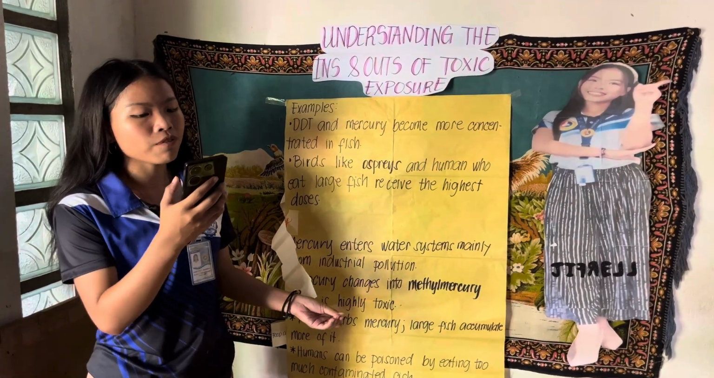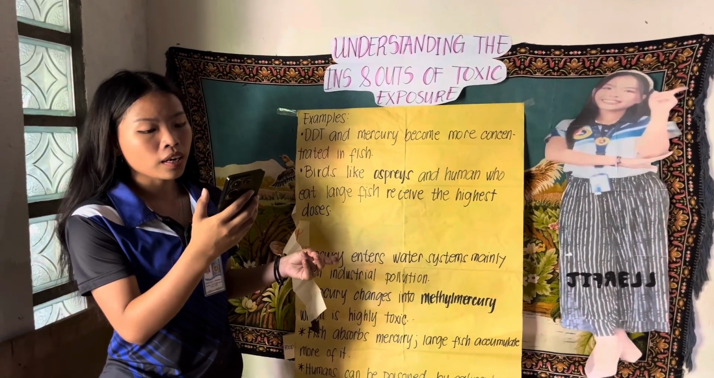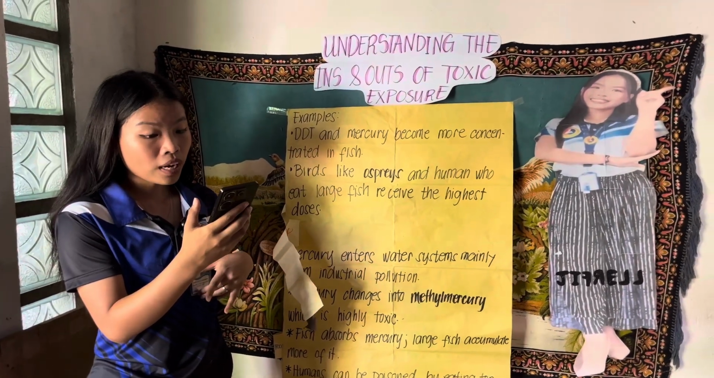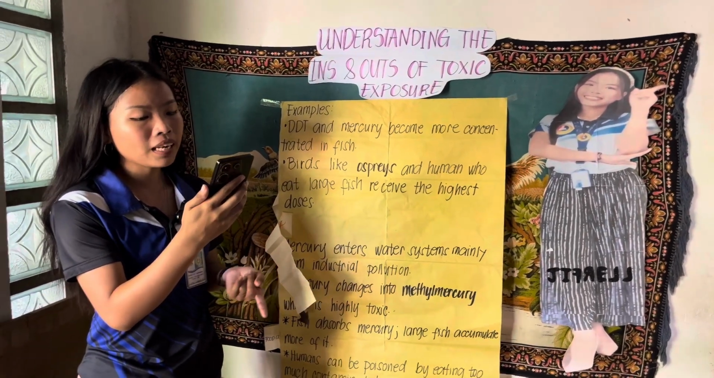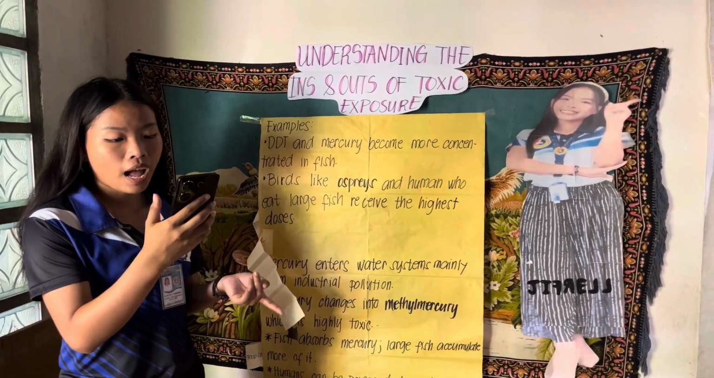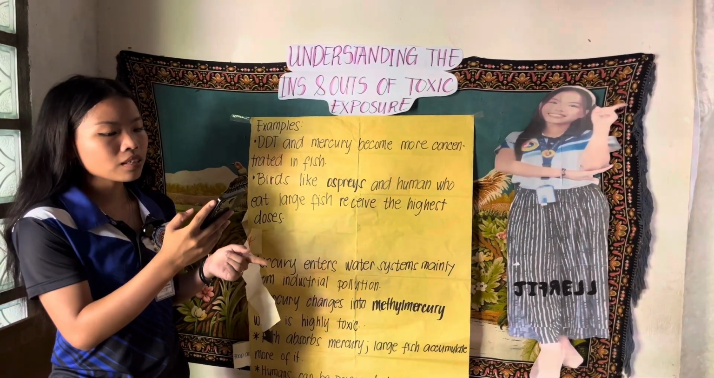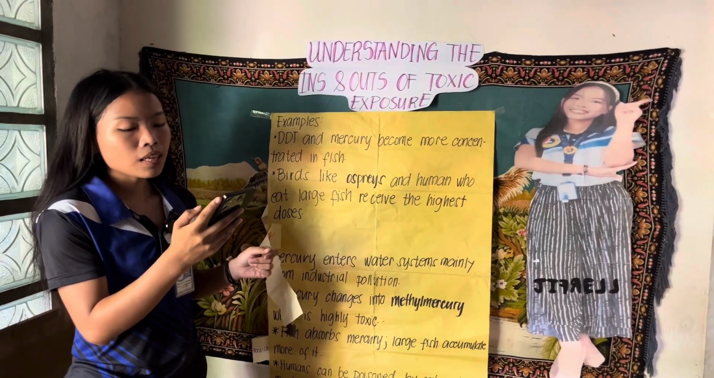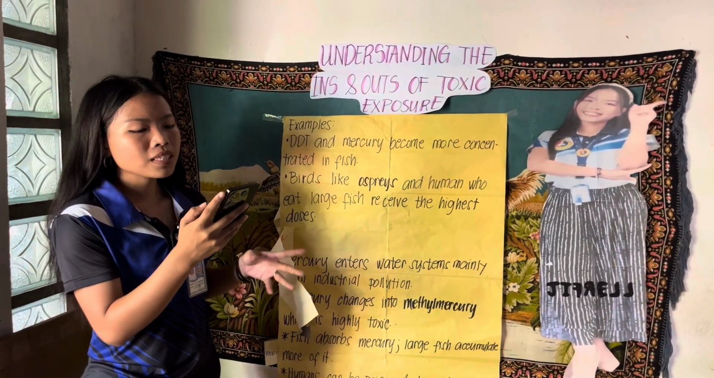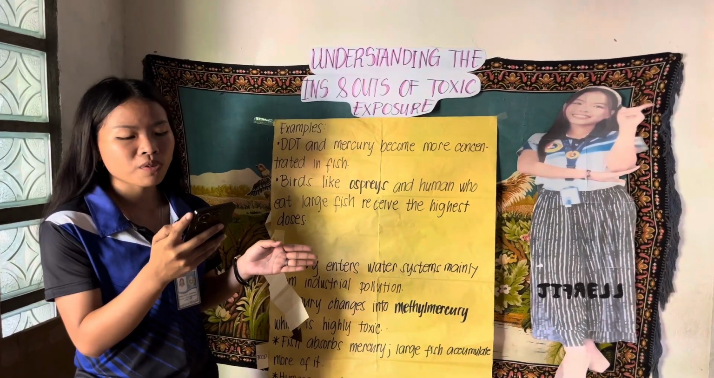Mercury in water is absorbed by plankton. Small fish eat plankton, big fish eat many small fish, and humans eat big fish and get high mercury levels. And for DDT in animals, DDT enters soil or water. Insects absorb DDT, birds eat insects, and birds of prey accumulate dangerous levels of DDT.